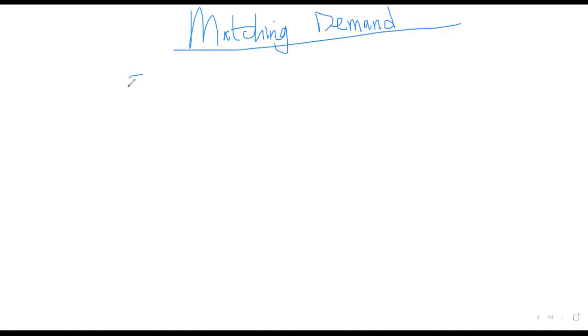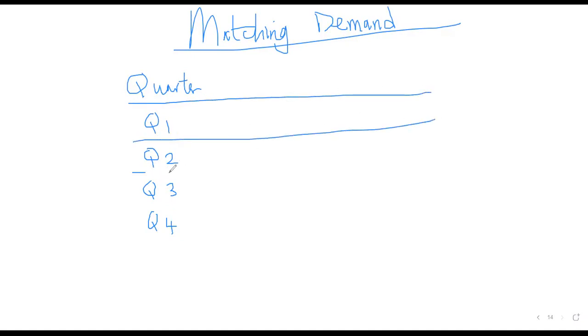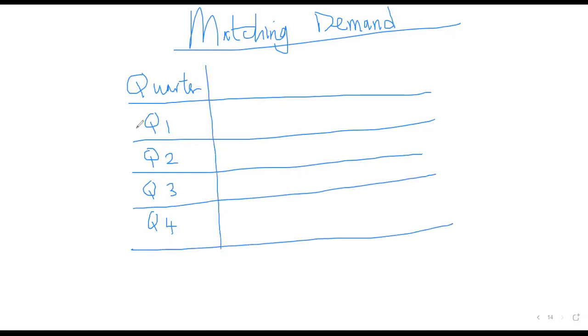The quarter, then we have quarter 1, quarter 2, quarter 3, quarter 4. Then we have the other aspect here where we get to our demand.